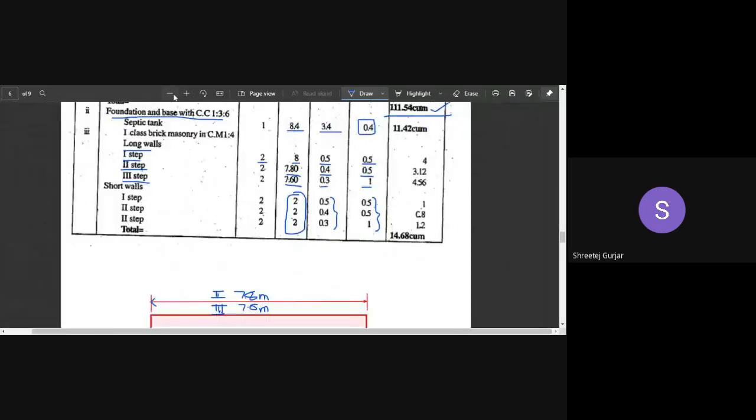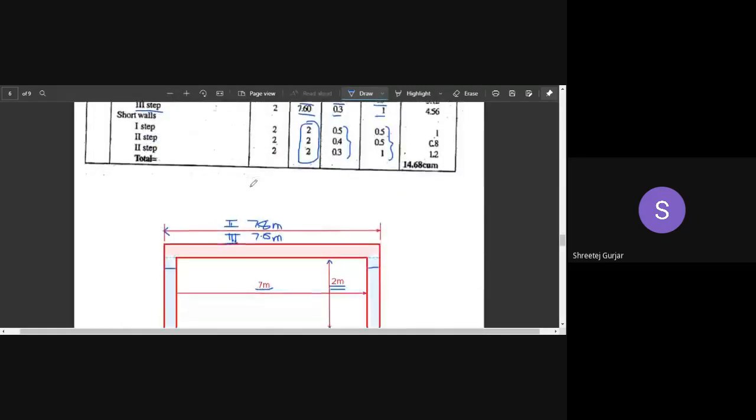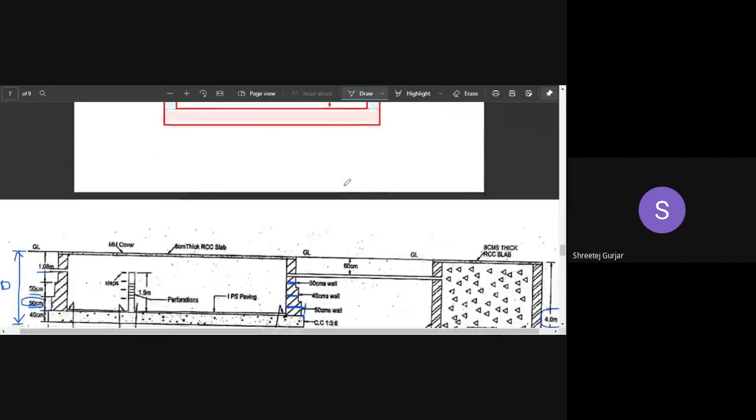Is this part clear? Calculation of brick masonry. No problem. Please let me know if you don't understand any of the calculations. Then moving on to the next thing.